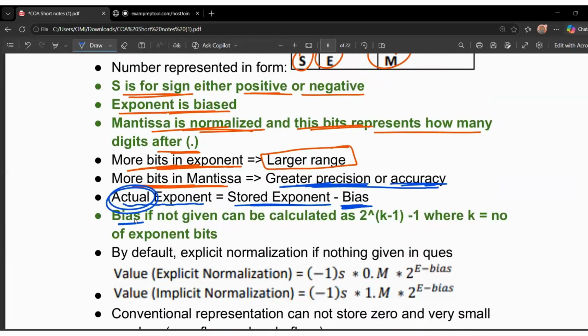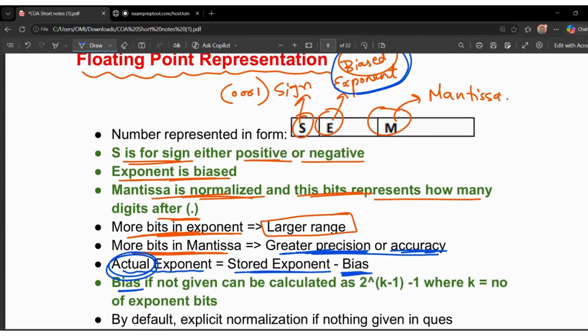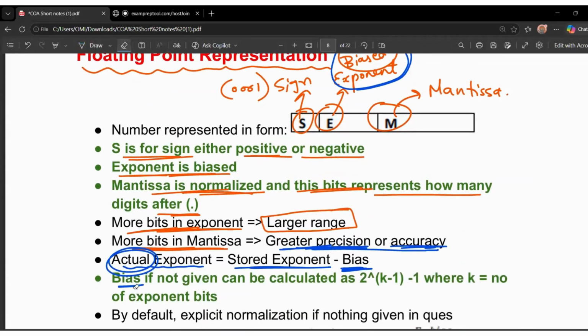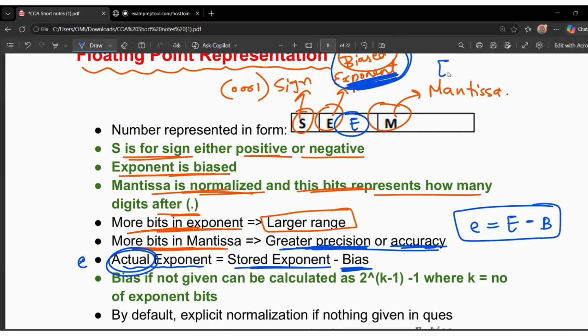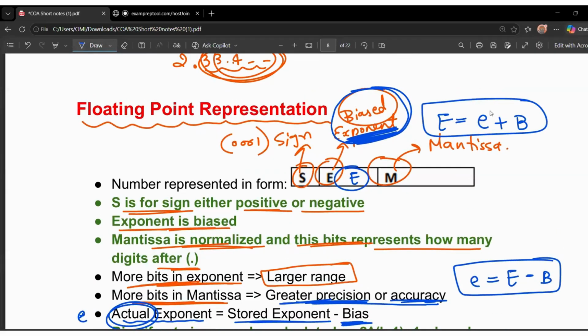So if this is the actual exponent E, and the stored exponent is small e, then small e is capital E plus bias. You are adding the bias to the actual exponent to get the stored exponent. Yes or no?